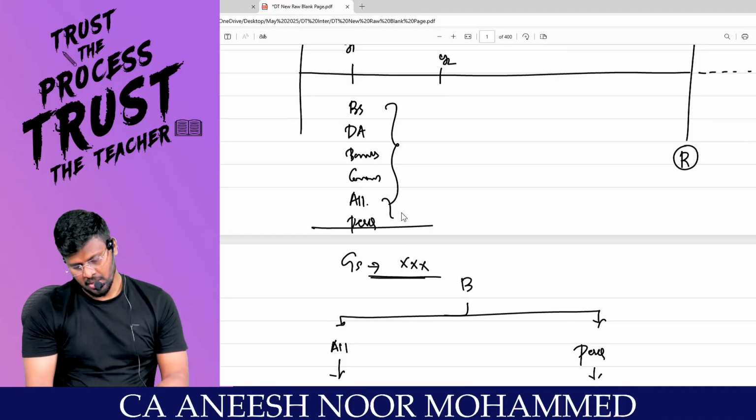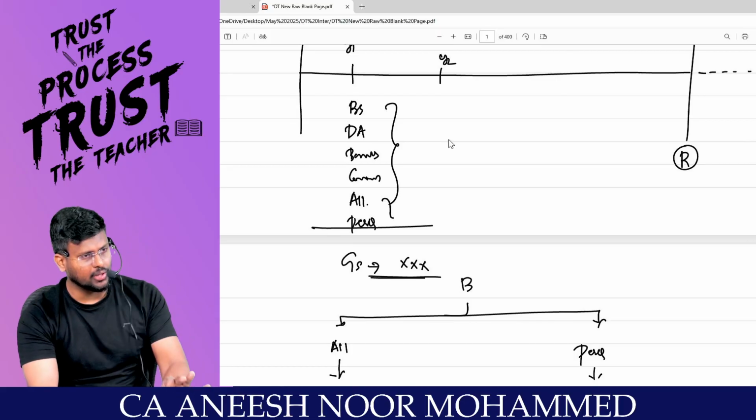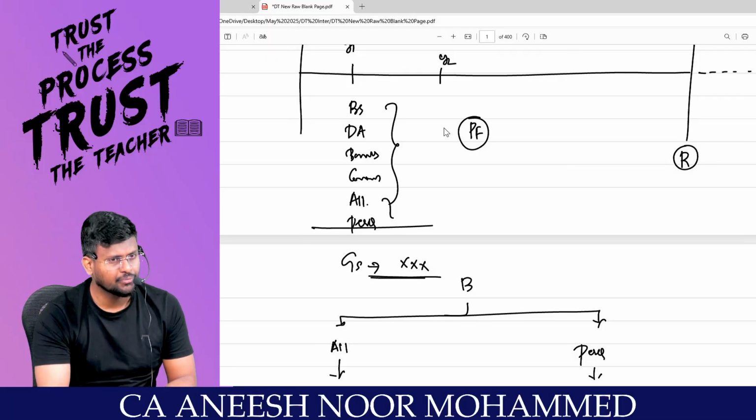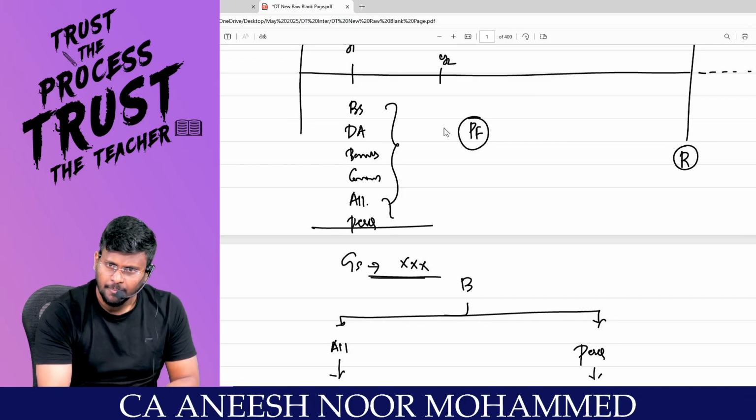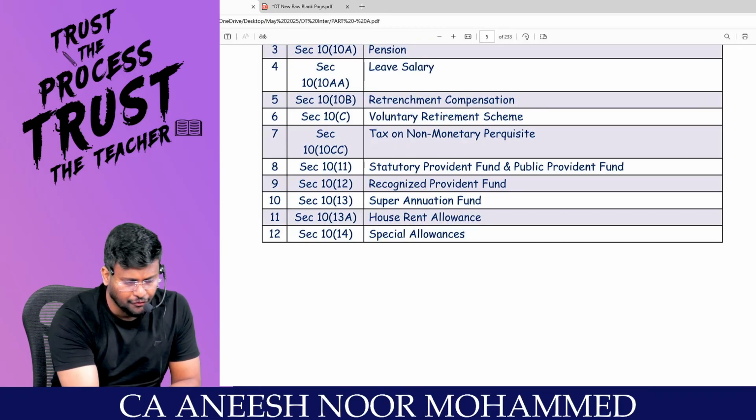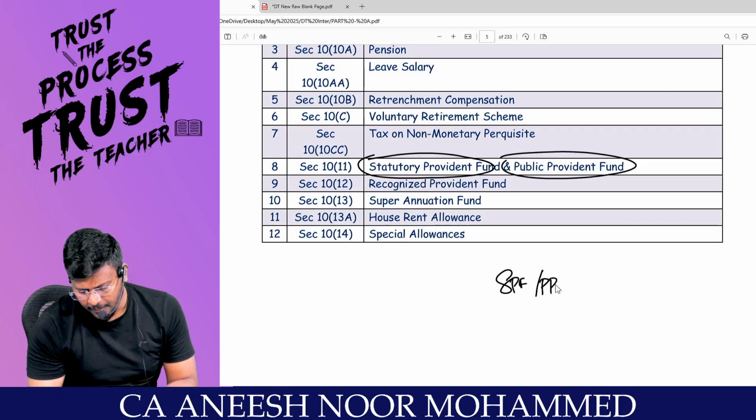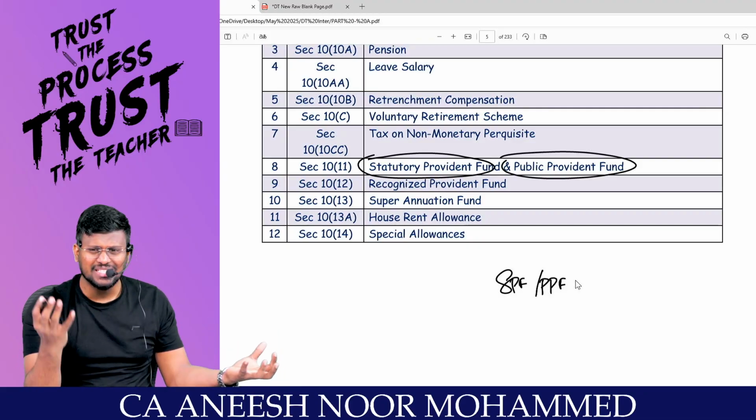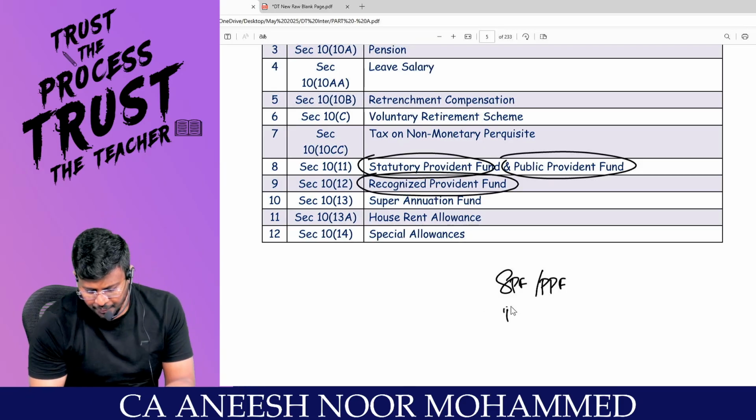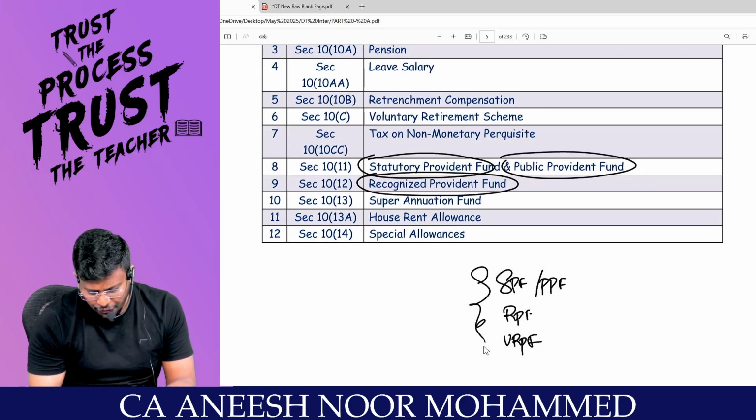So, my dear lovable students, what this salary chapter is saying is that whoever employee is earning money has to put their money in the PF account, called the Provident Fund account. There are so many types of Provident Fund account. So there are so many buckets. One is Statutory Provident Fund, and Public Provident Fund, or Recognized Provident Fund, or Unrecognized Provident Fund. So there are 4 Provident Funds.